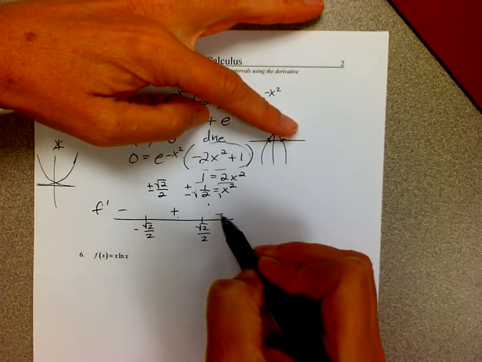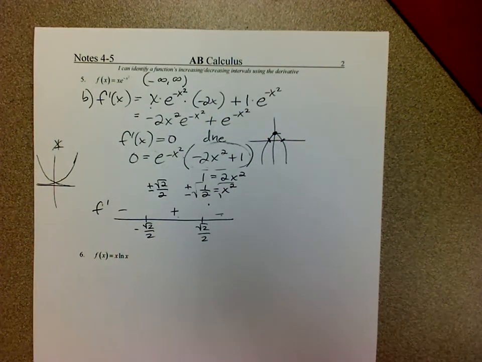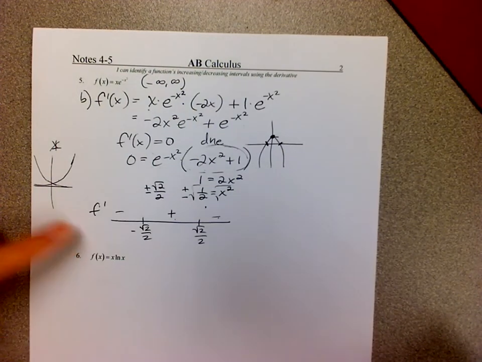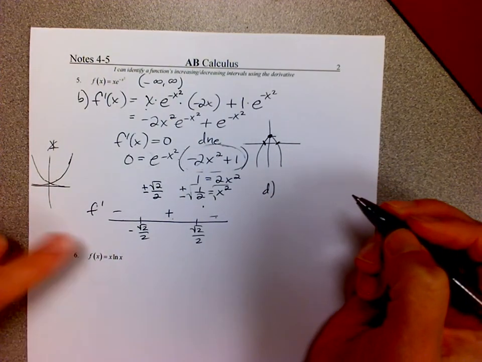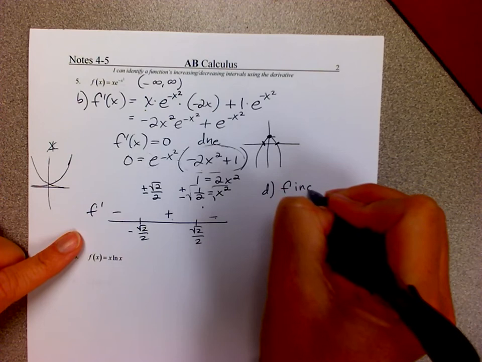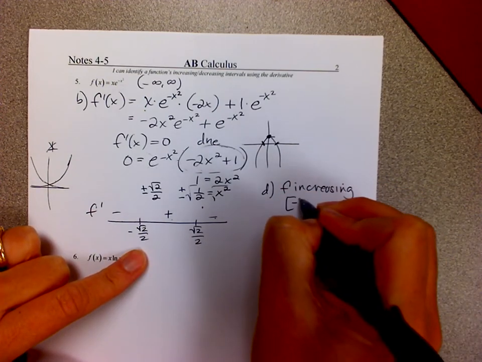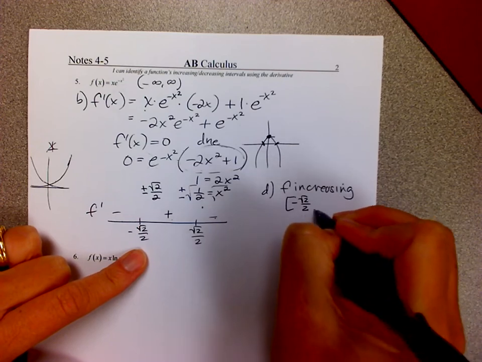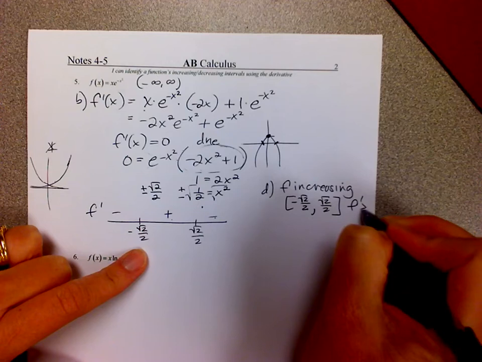Okay, so use that. E to the x is so easy in calculus. Like, just kind of throw it out the window. Like, it doesn't even matter sometimes. Okay, this is now my f prime. Now we answer the questions. So for part D, we know that f is increasing. I'm just going to write that out. From negative square root of 2 over 2 to positive square root of 2 over 2, because f prime is greater than 0.